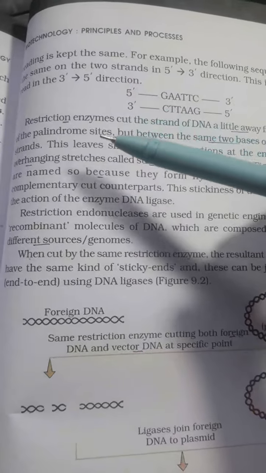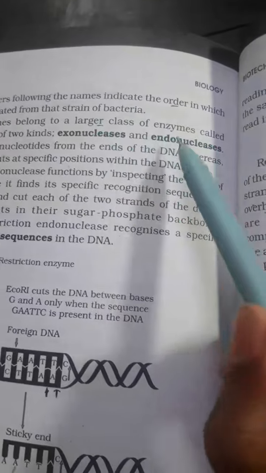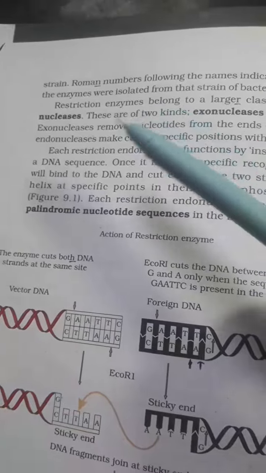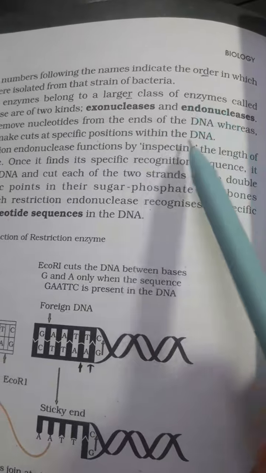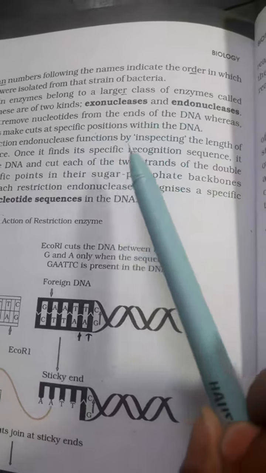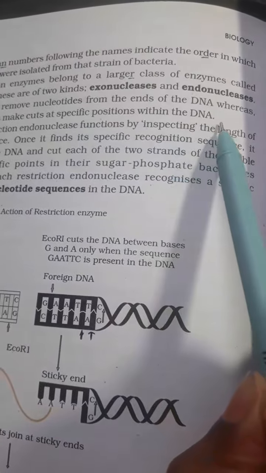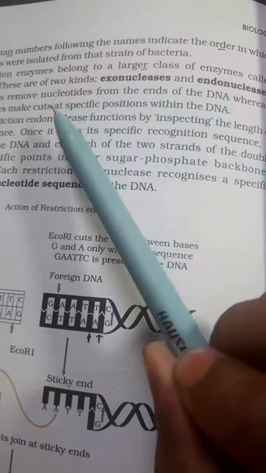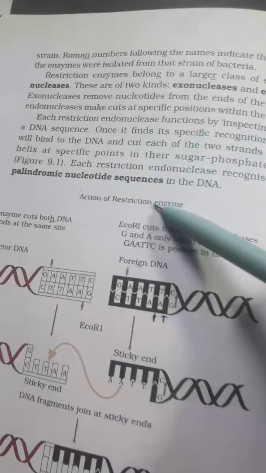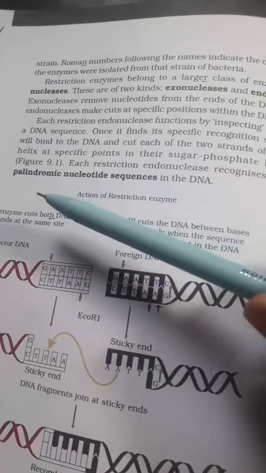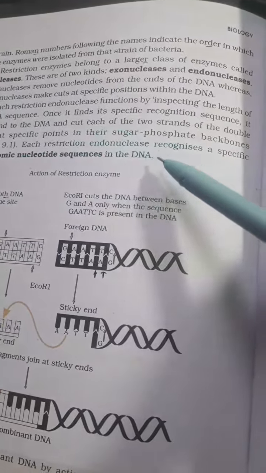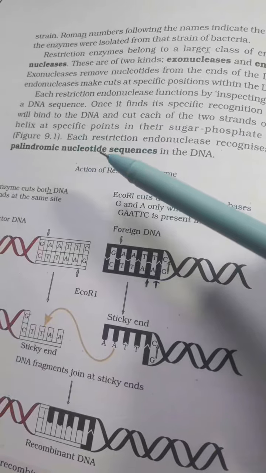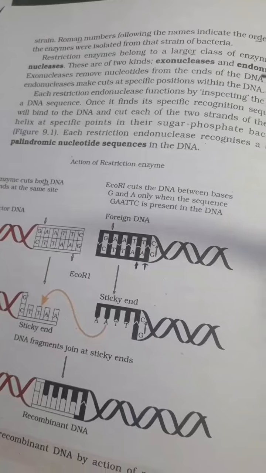So the restriction enzymes are the exonuclease and endonuclease. These are a large class of enzymes, the nucleases. There are two kinds: endonuclease, which cuts at a specific position within the DNA, and exonuclease, which acts from the ends and removes the nucleotides. Then it attacks the palindromic nucleotide sequences. Each restriction endonuclease recognizes a specific palindromic nucleotide sequence in the DNA.